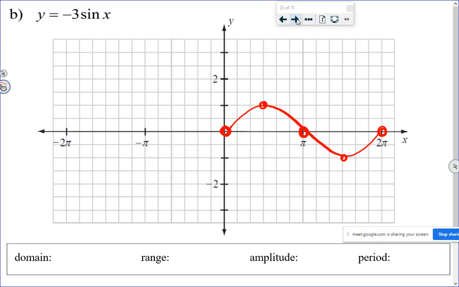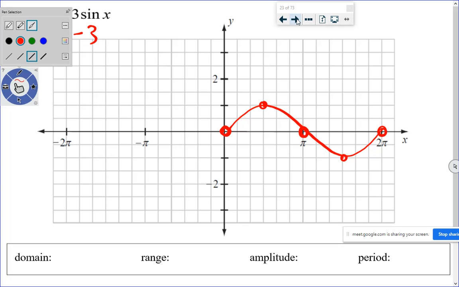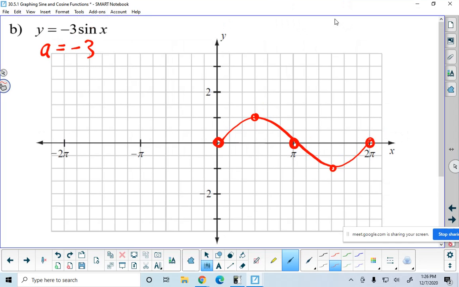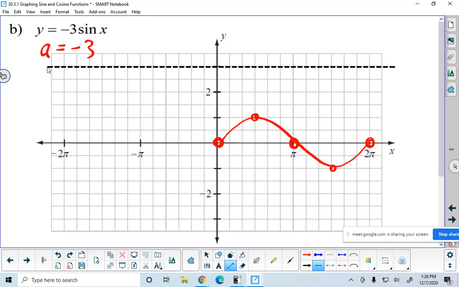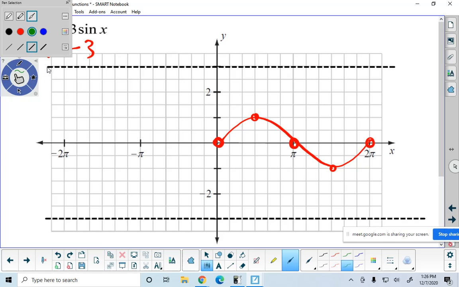Now we have -3 sine of x, which means A is negative 3. Now what that is going to do is make the maximum occur at 3 and the minimum occur at negative 3. Things are going to be stretched vertically by a factor of 3. The origin, so what I'm going to draw in green will be the new graph, will not be affected by a stretch or by a reflection. Neither will this point or this point.